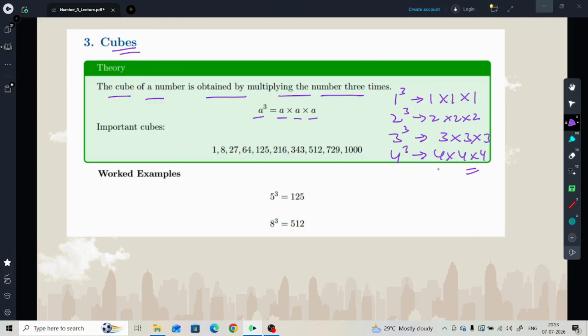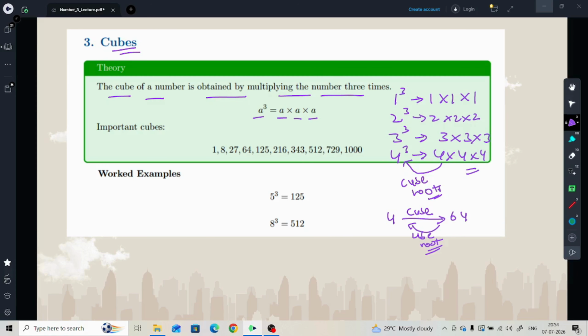And definitely, as you must have noticed in the square and square root section, the reverse process of it is known as cube roots. So what does it mean? If somebody asks you what is the cube of 4, that would be 64. But if somebody asks you what is the cube root of 64, that will be 4. Simple.